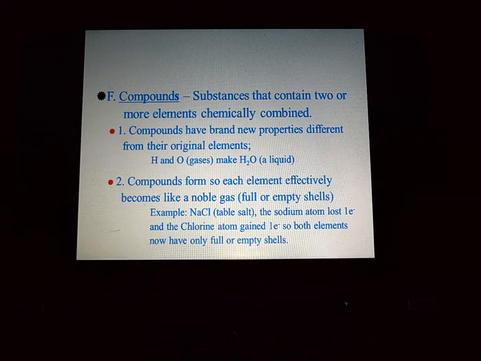But why did they come together? So that both of them would have only full or empty shells. Why did the hydrogens and oxygen come together? So everybody would be like a noble gas and have their shells full.